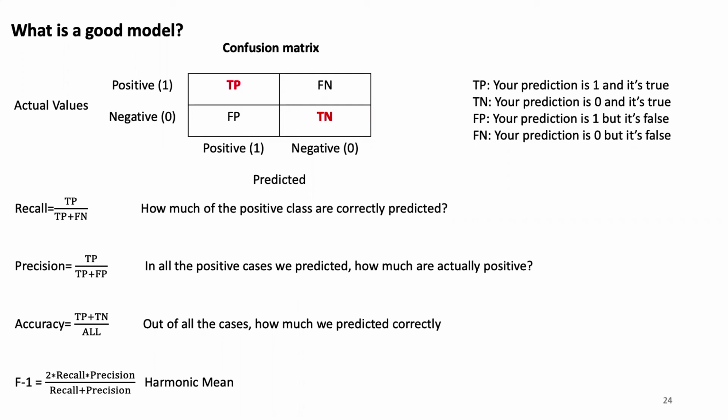So the recall means how much of the positive class are correctly predicted by your model, right? You want to get the number as high as possible. And the precision means, in all the positive cases we have predicted, how much are actually positive, right? And then accuracy means out of all the cases in the prediction, how much we predicted correctly, right? We want to get this value as high as possible.